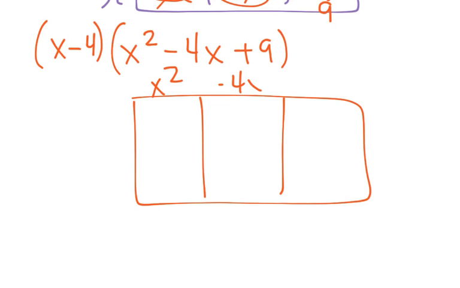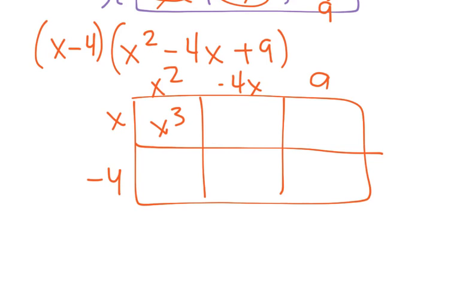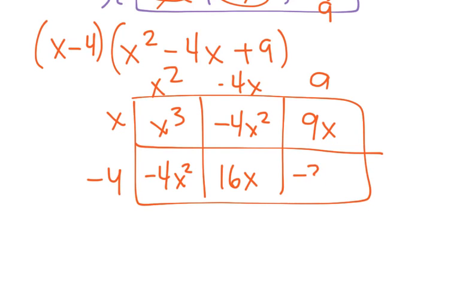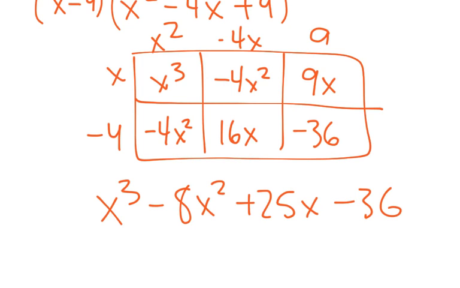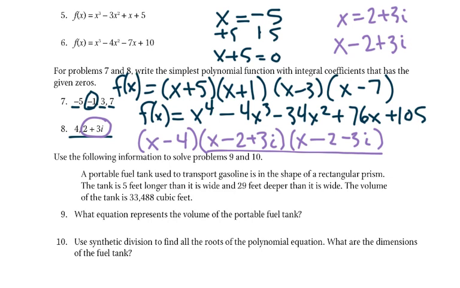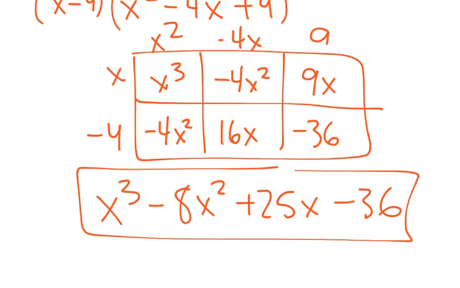X squared, negative 4x, 9x, negative 4. So we get x cubed, negative 4x squared, 9x, negative 4x squared, 16x, and negative 36. So x cubed minus 8x squared plus 25x minus 36, and there's our equation for number 8. Okay, it would be that.